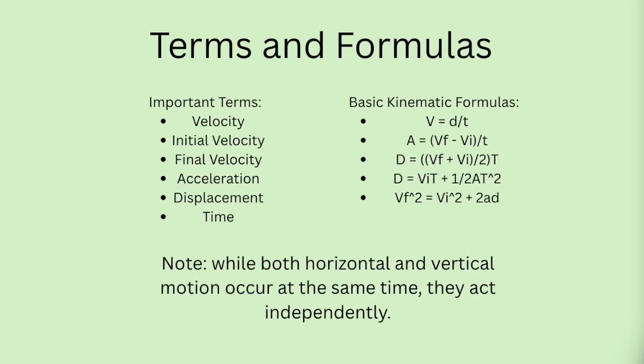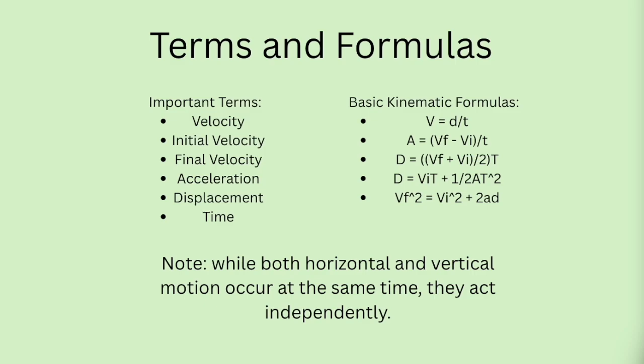These will be the terms and formulas we will be using. These are the basic kinematic formulas that we will be plugging in depending on the given that we are handed in the word problem. Please note that while both horizontal and vertical motion occur at the same time, they act independently, meaning that its components are solved individually and its variables do not overlap.